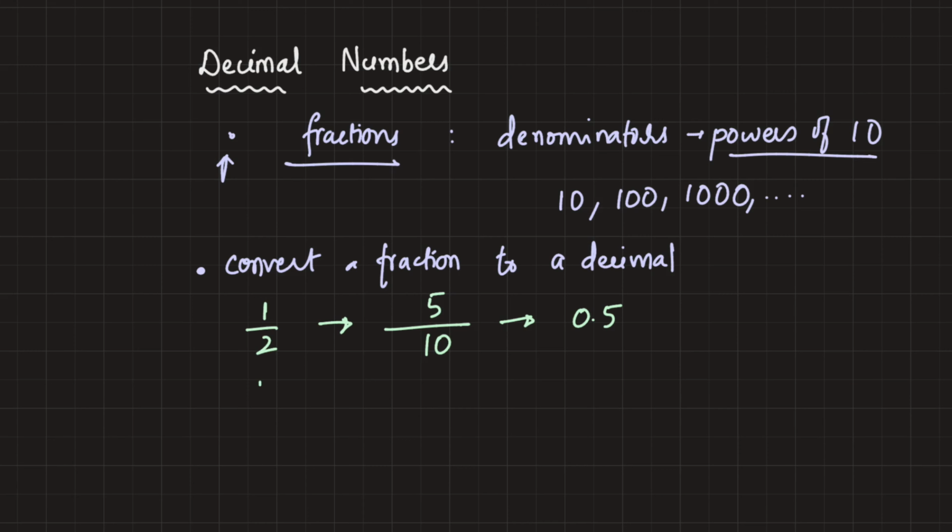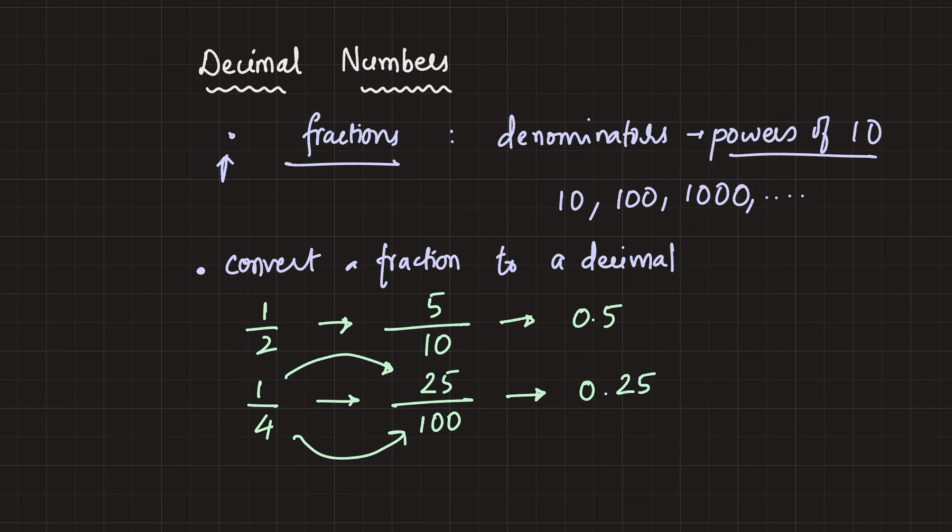Let us consider 1 by 4. If we want to write it so that there is a power of 10 in the denominator, it can't be 10 because we can't obtain 10 by multiplying 4 with anything. So it has to be 100. So 1 by 4 can be written as 25 by 100 because 4 multiplied by 25 gives us 100 and 1 multiplied by 25 gives us 25. So it is 25 by 100, which is 0.25. So this is how we indicate it as a decimal.